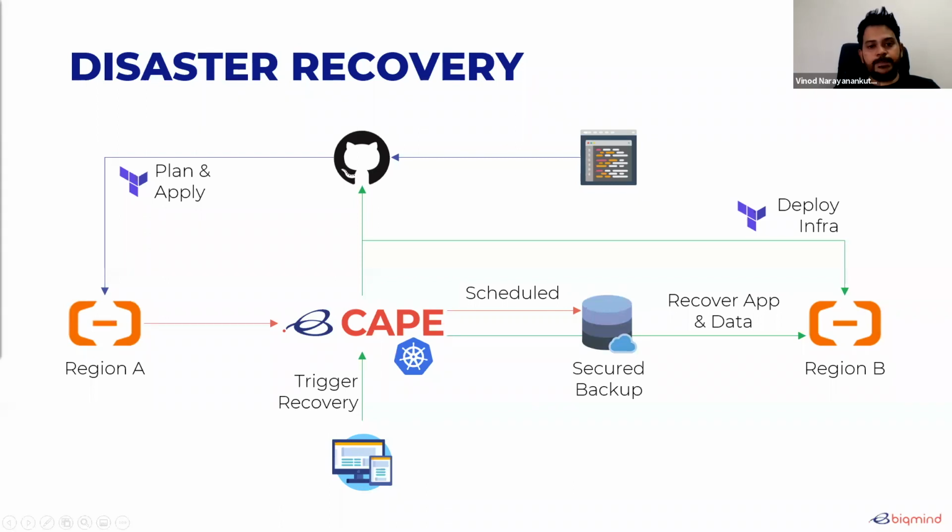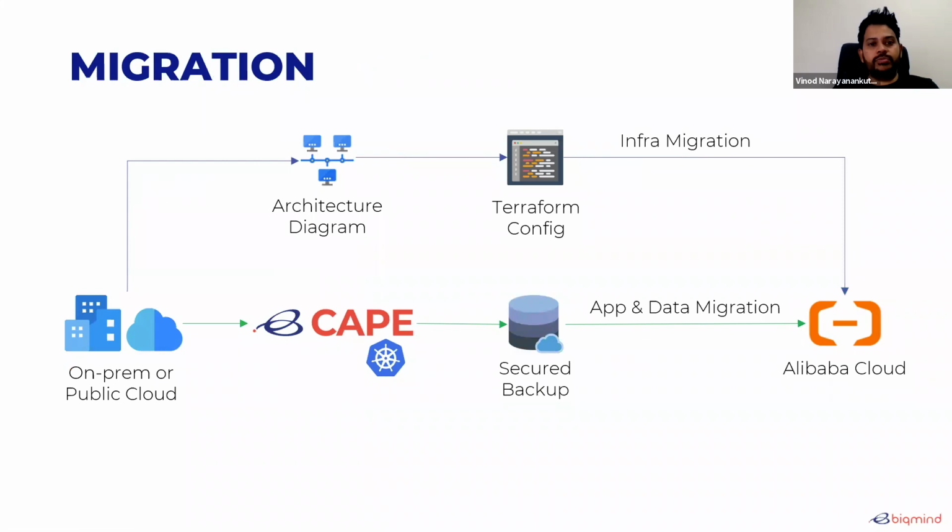Another use case using Terraform is a migration. So you may want to migrate from your on-premise setup or any other public cloud provider to Alibaba Cloud. The first step is to analyze your current infrastructure and create a target state architecture. And based on that, you can create a Terraform code to provision the infra. So you could use Cape or any other backup tools to create the app and data backups, and you can then recover those on Alibaba Cloud.